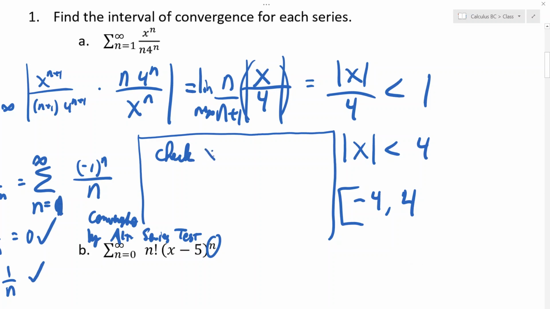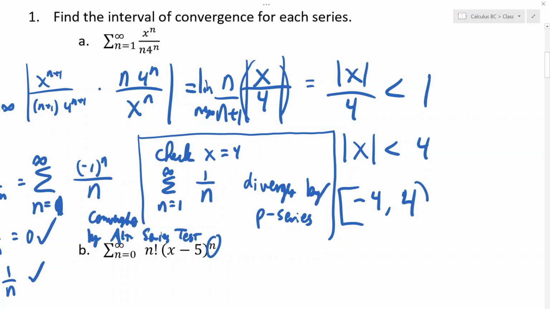Okay, so check x equals 4. If you drop a 4 into there, these shouldn't be crazy difficult, it becomes 1 over n. That diverges by p-series test. On the AP test, they write harmonic series diverges. That's the harmonic series. It's just 1 over n, that's just the name of it. Diverges by, we say p-series, but it's the same thing. So we can't include 4.